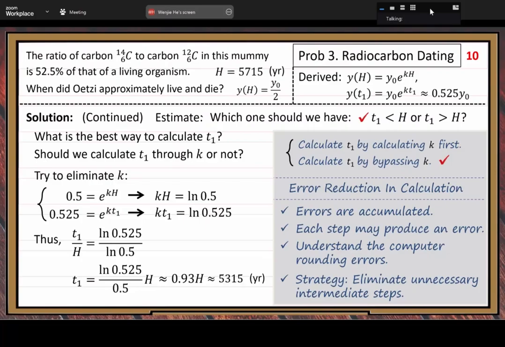That's the estimate of that mummy. That's the method, the radiocarbon dating method. In this example, people applied that radiocarbon dating method.